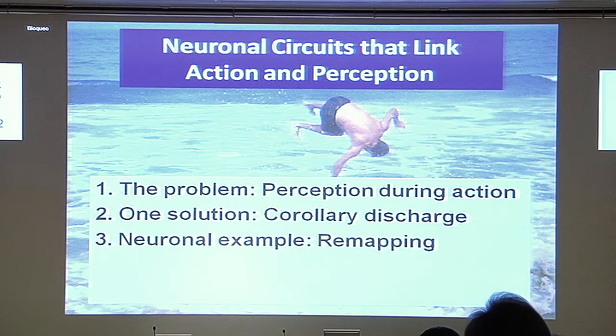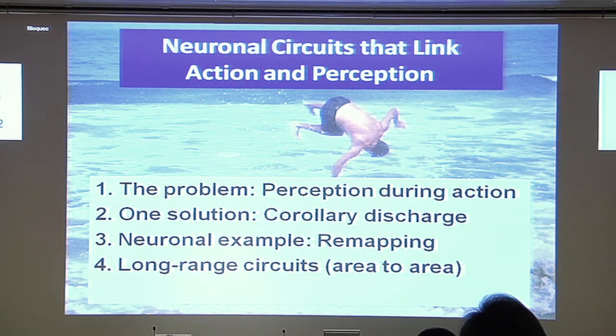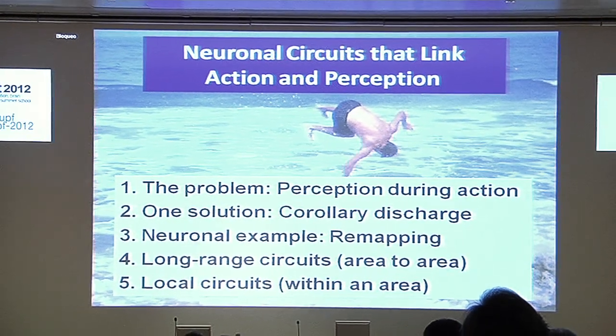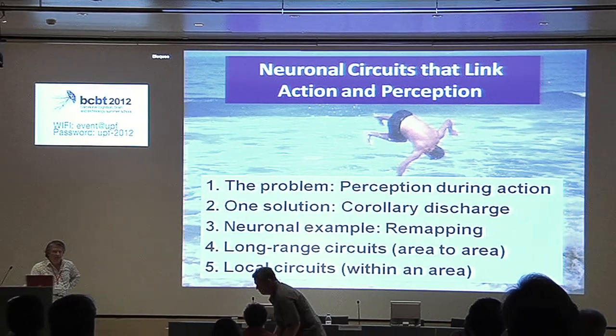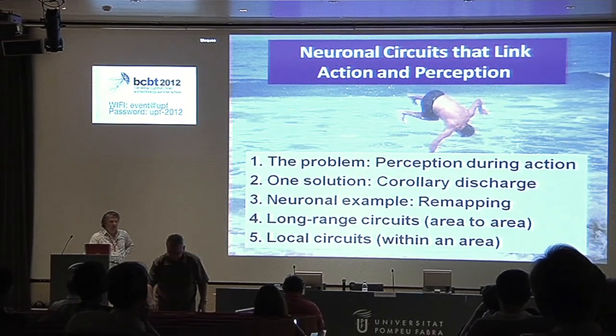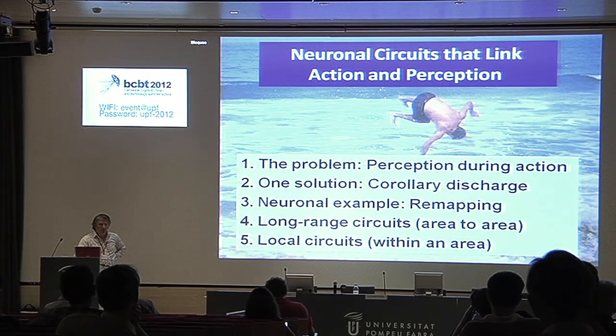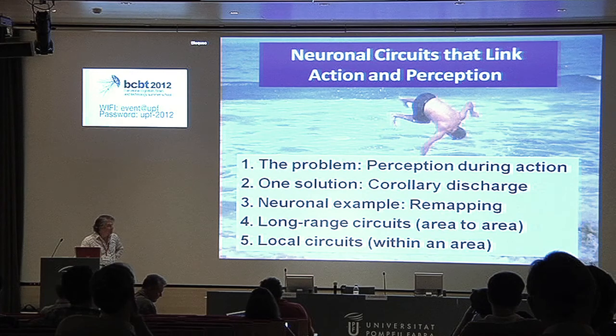I'll give you one concrete example of how corollary discharge affects the nervous system. This is a phenomenon known as presaccadic remapping of visual receptive fields. I'll talk about the long-range circuits that seem to mediate corollary discharge in the primate brain, and a little bit about new data we have on local circuits within cerebrocortical microcircuits that may be contributing to combining action information with visual information in the frontal cortex.